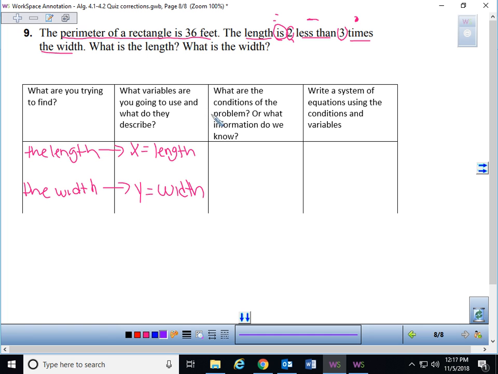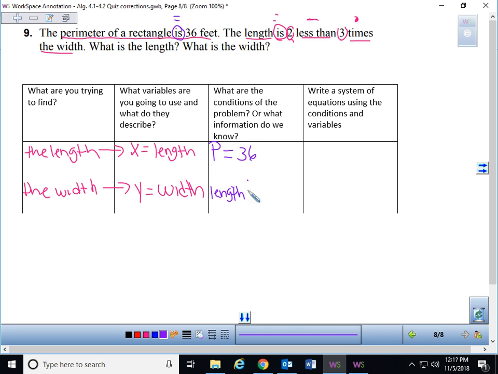What are the conditions of the problem, or what information do we know? Well, I know perimeter is, I forgot to circle that, that's an equal sign. So I know P for perimeter equals 36 feet. Well, what else do I know? I know that the length, I spelled length wrong. Oops, let me fix that.